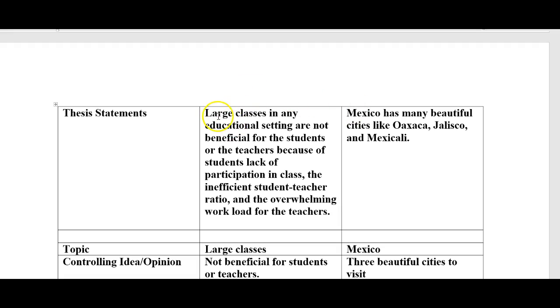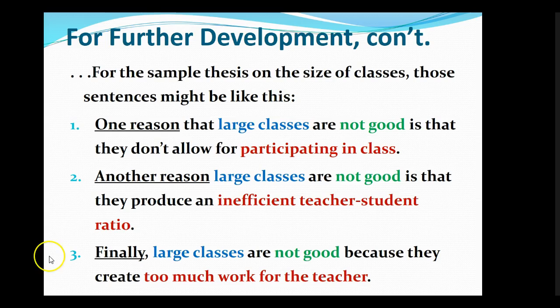And then just like this one, large classes in any educational setting are not beneficial for the students or the teachers, period. You would not have to list the reasons why. The reader would say, well, what are those reasons? And then they know that you would list them throughout the essay. I personally think if it's a smaller essay, I like to give the subcategories. This way, it's like you're giving your reader a taste. You're giving them a roadmap so they know what to follow. They know what to expect as they read the essay.